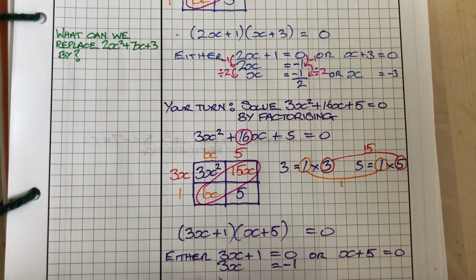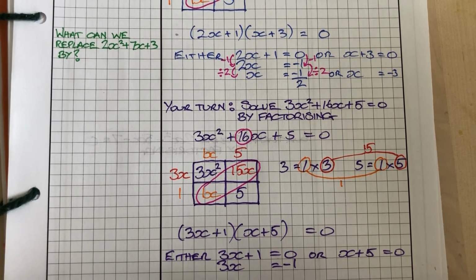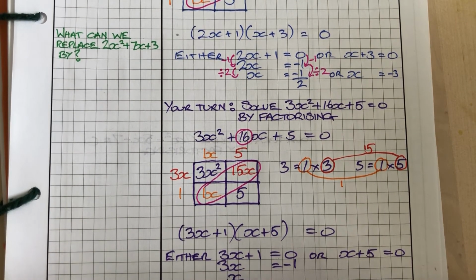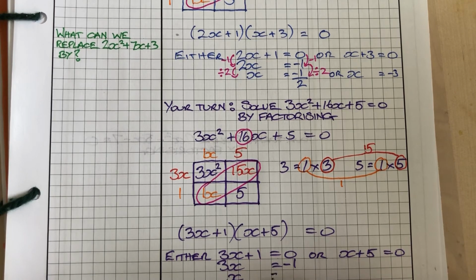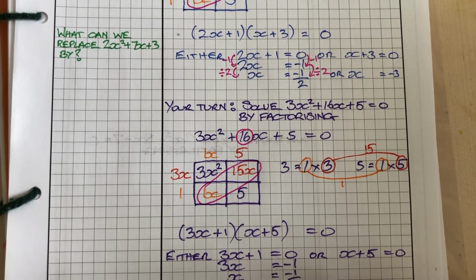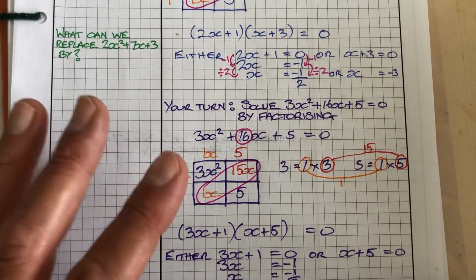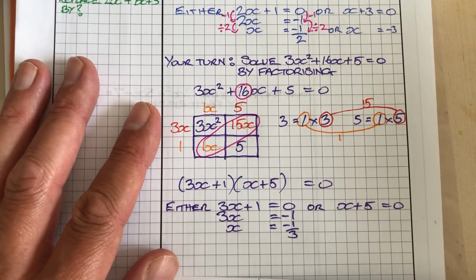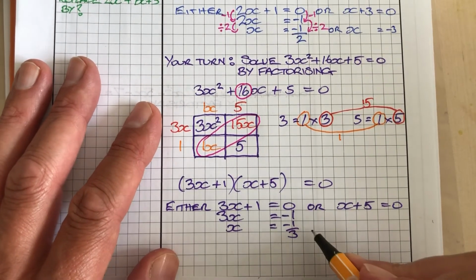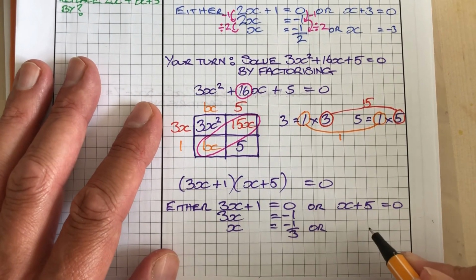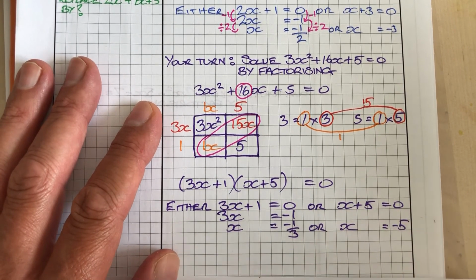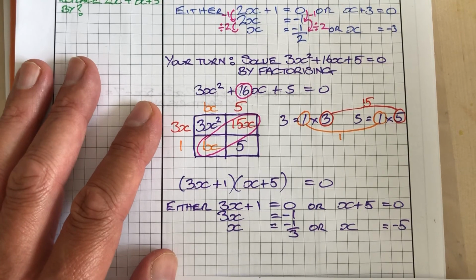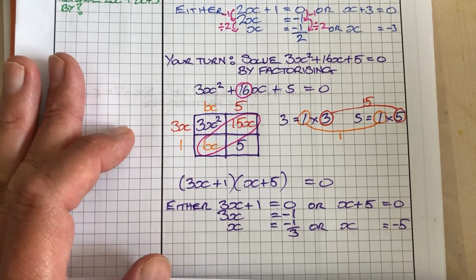Now I've got 3 times by my number is negative 1. I don't want the times by 3. Get rid of it. How to get rid of times by 3? You do the inverse of times by 3. You divide by 3 on both sides. So negative 1 divided by 3. Okay. Or, well, if x add 5 is 0, then x must be negative 5. And there are my two solutions. All right.